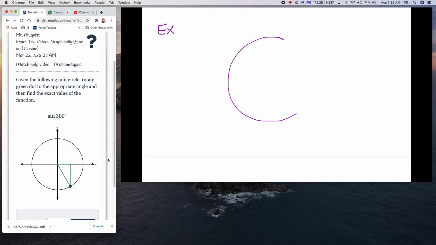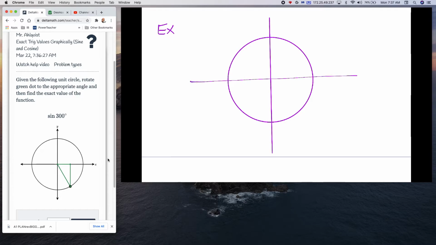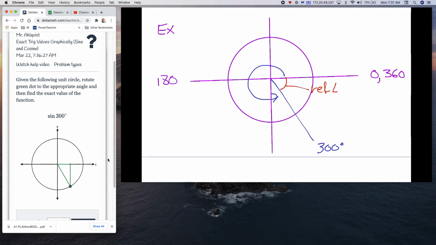if we have a circle and we draw these axes that go through it, this is 0, this is 180, and we go all the way back over here is 360, then 300 is going to be right down here. It's going to go all the way around to there, which makes our reference angle 60 degrees, right? Makes this angle 60 degrees.